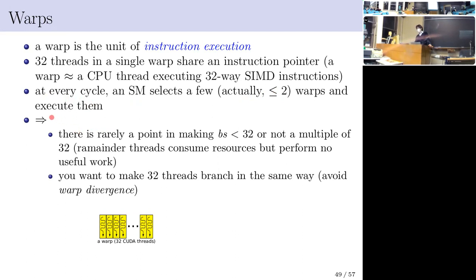So what is the implication for how you choose the appropriate block size? There is rarely a point in making the block size less than 32, or actually, not a multiple of 32, as a matter of fact. Having a thread block size of, for example, only 1 thread rarely makes sense. It is simply wasting the remaining 31 threads in the warp, which you need to have anyway.